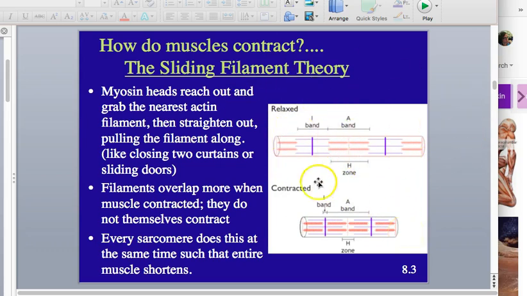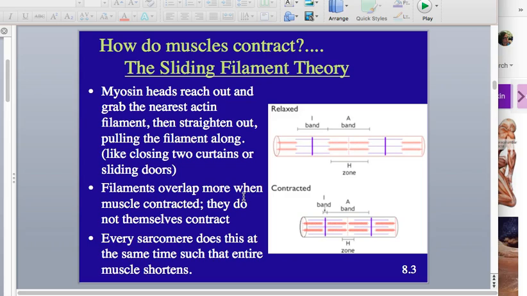If you have a twitch, it might be because some are getting signals they shouldn't be getting, and you have a little spasm go on. So a spasm is just anytime you have unregulated muscle control.